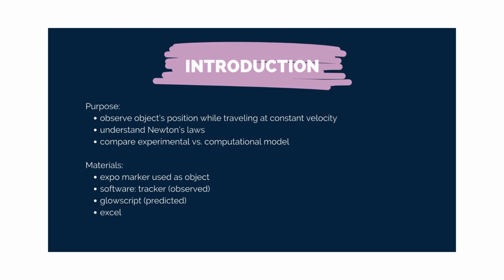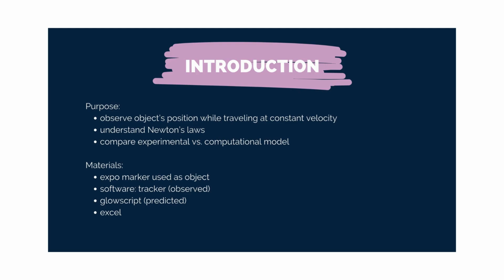We also had to understand Newton's laws, specifically the second one, which was the momentum principle, and then we could take all that we gathered and compare our experimental versus our computational model. And this would allow us to look at where the object was and what our predicted results would be.